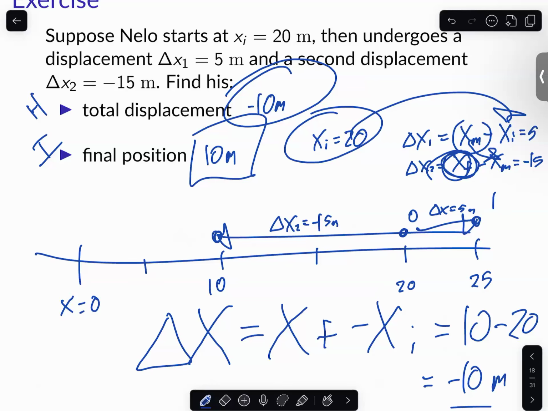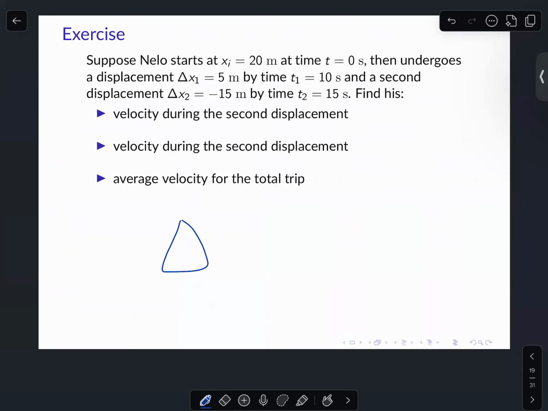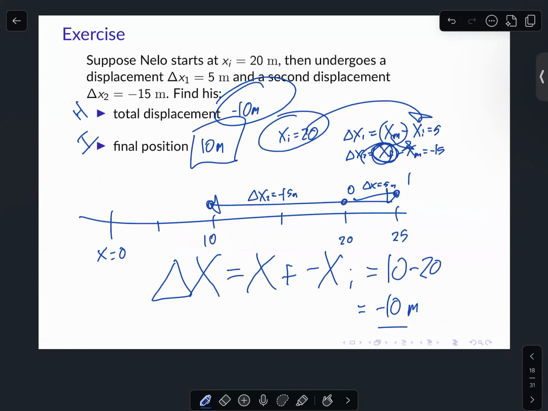Okay, so write it out. Delta x was 5 meters. Delta x means final minus initial, and I told you initial is 20. Solve for xf. How do you get that 20 away? Add 20 to both sides. I get 5 equals x minus 20. Yeah, okay, good. Last chance for questions about displacement.